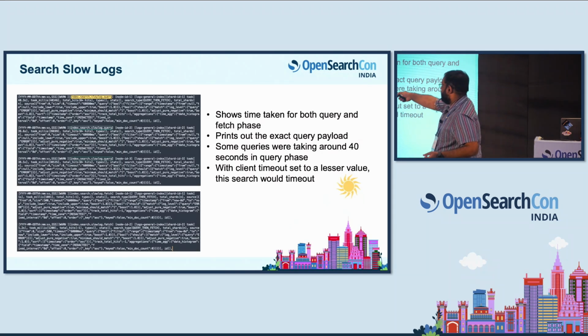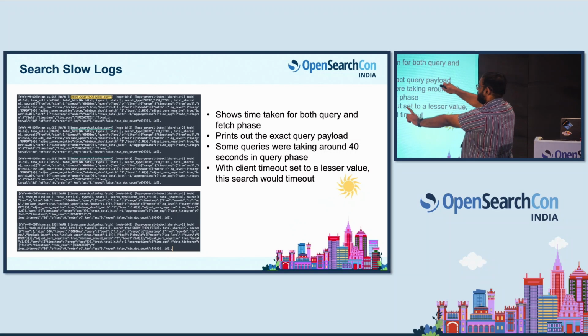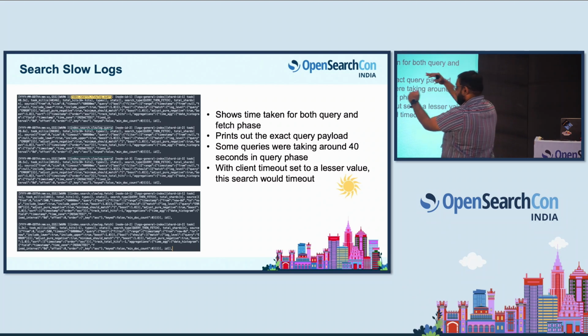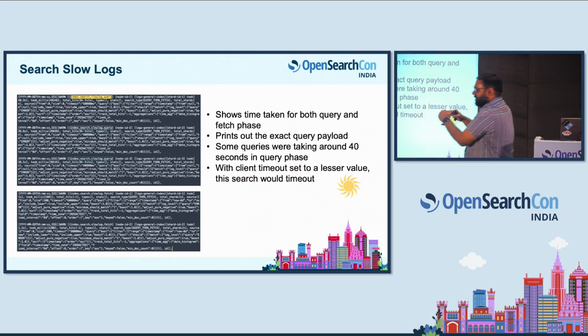Again, as you can see from the log, in search slow logs, both the query and the fetch phase are printed out separately. In brief, each search has a query phase and a fetch phase. When you do a search, the system figures out in the query phase the documents that it needs to fetch, and in the fetch phase it goes back and fetches those documents physically.